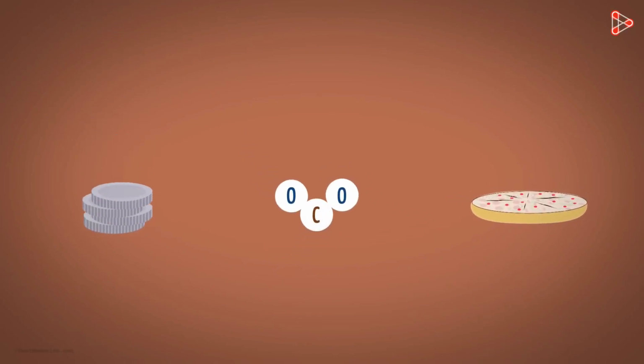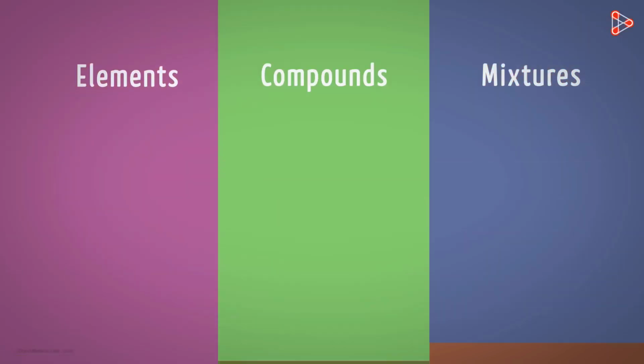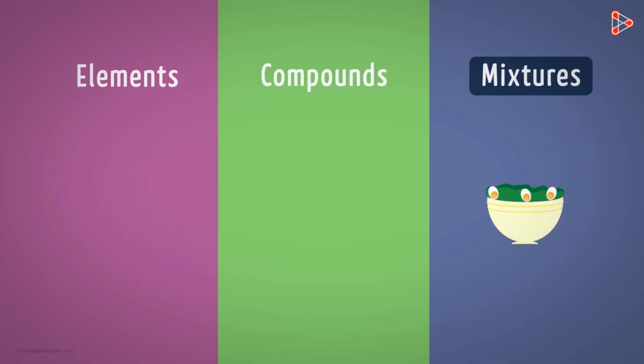By now, we are aware of the difference between elements, compounds, and mixtures. Do you remember the differences? Mixtures are like food items that we consume. They contain everything in proportion that we desire. We can add or remove a substance according to our need.